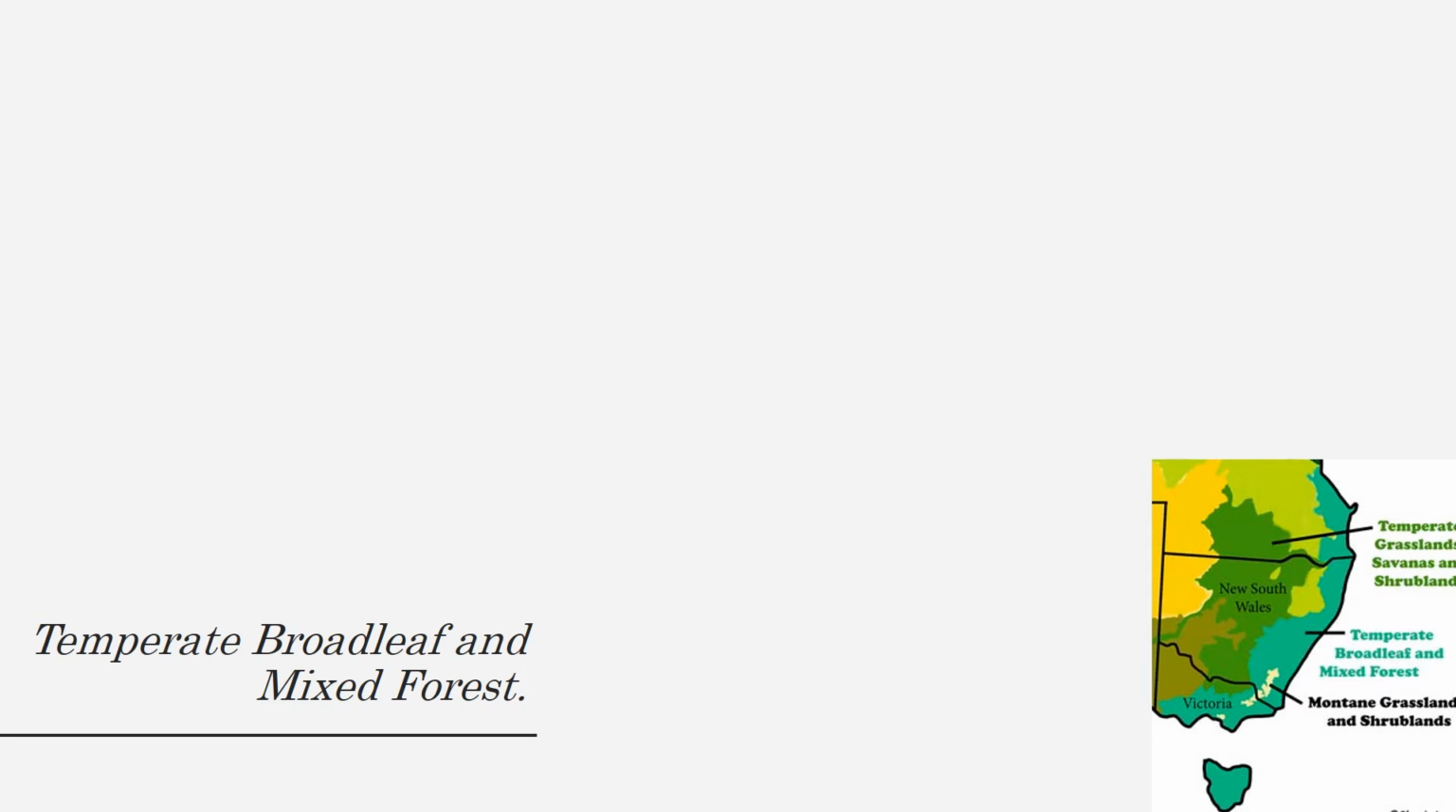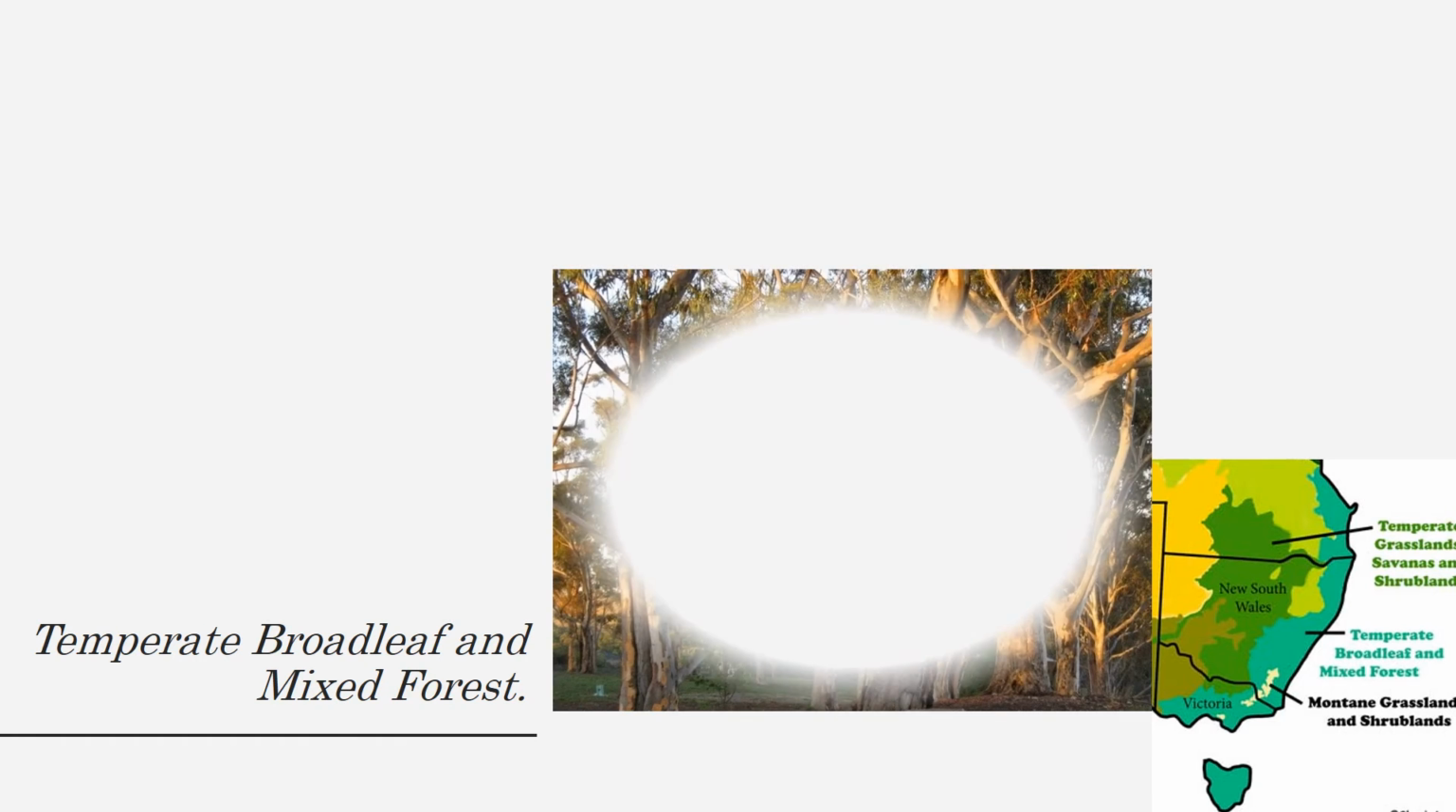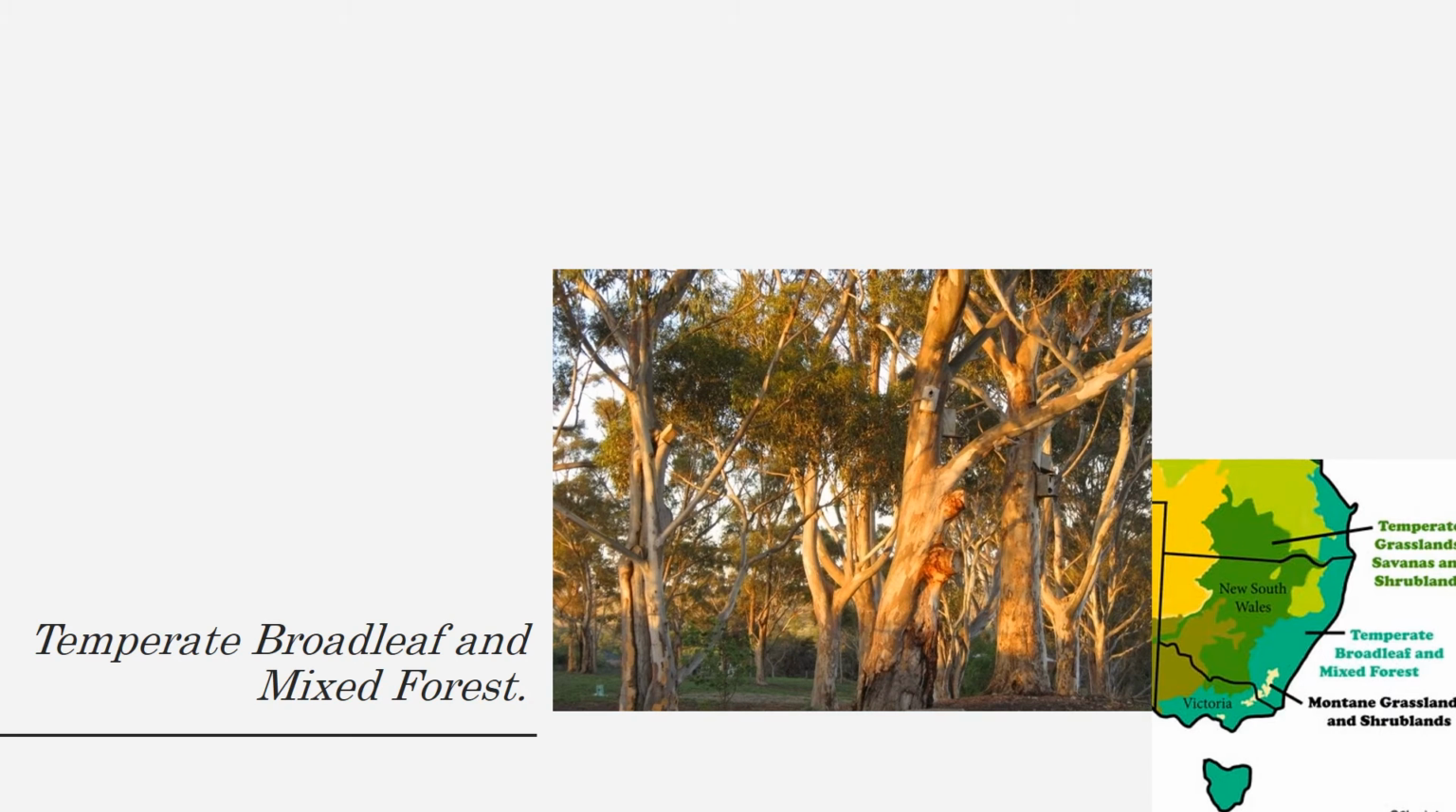Next is the temperate broadleaf and mixed forest. Now this is the biome that I live in. It covers most of Victoria, some of New South Wales, and some of Queensland, which is the state on the top. This is a very wet sort of area. It does rain a lot, but does get very hot sometimes.